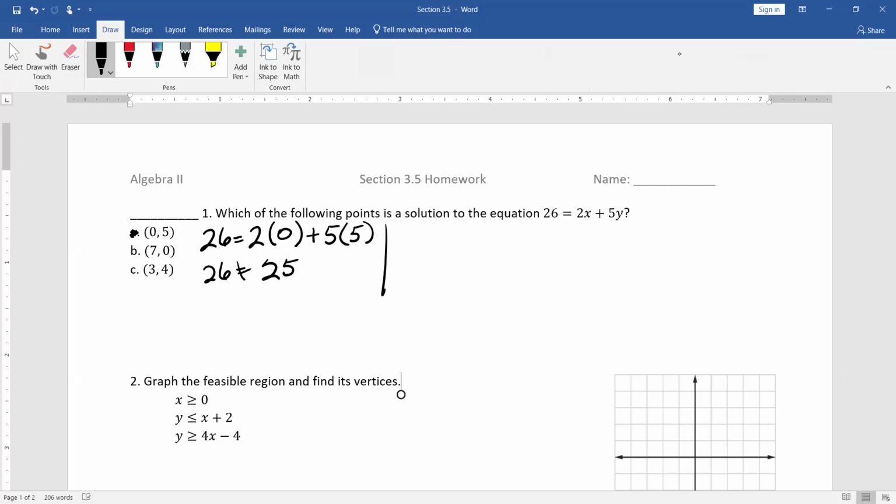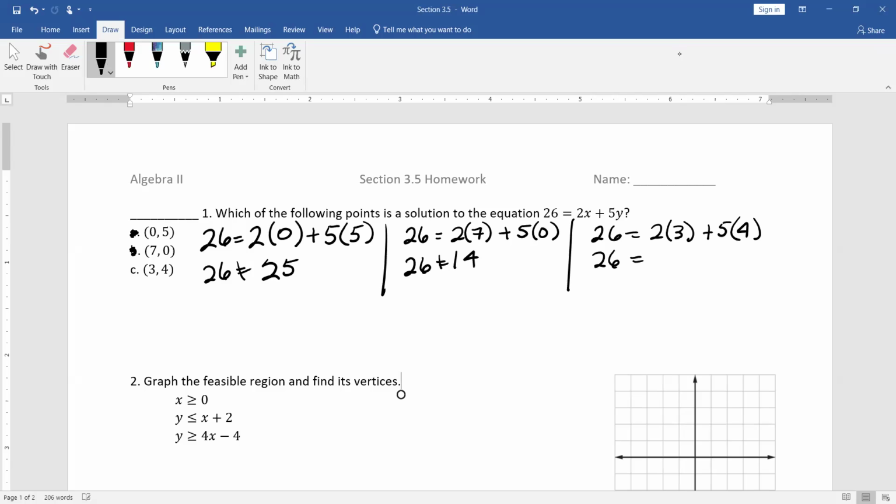Do the second one. 26 equals 2 times 7 plus 5 times 0. So that gives us 26 is equal to 14. Also not true. So our last one must be true. Let's go ahead and work through it just to make sure. 2 times x, which is 3, plus 5 times y, which is 4, which does give us 6 plus 20, which is equal to 26. So C is our answer.